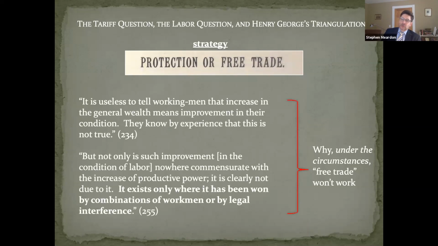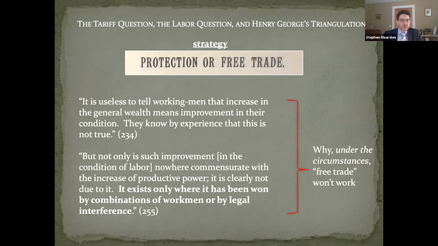It's useless, George says, to tell working men that increase in general wealth means improvement in their condition. They know that this is not true. So here again, you see George triangulating. The free traders are largely right, but they're also wrong. Free trade under the circumstances isn't going to benefit the working man as they say it will. But not only is such improvement in the condition of labor nowhere commensurate with the increase of productive power, it's clearly not due to it.